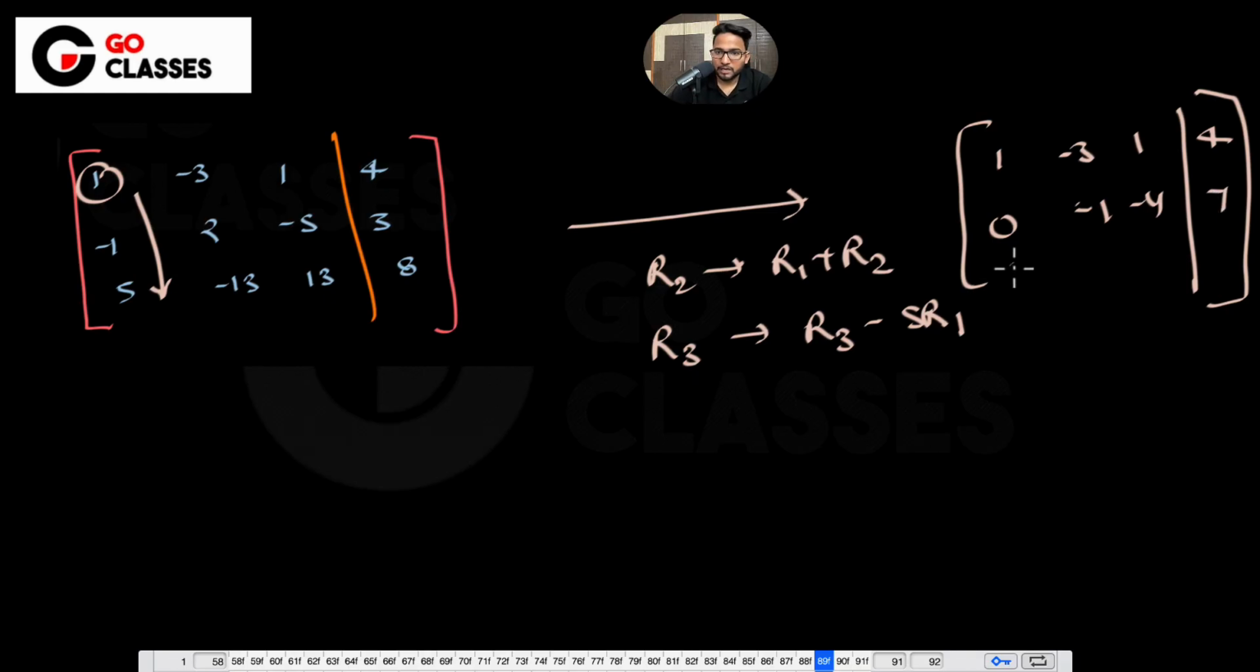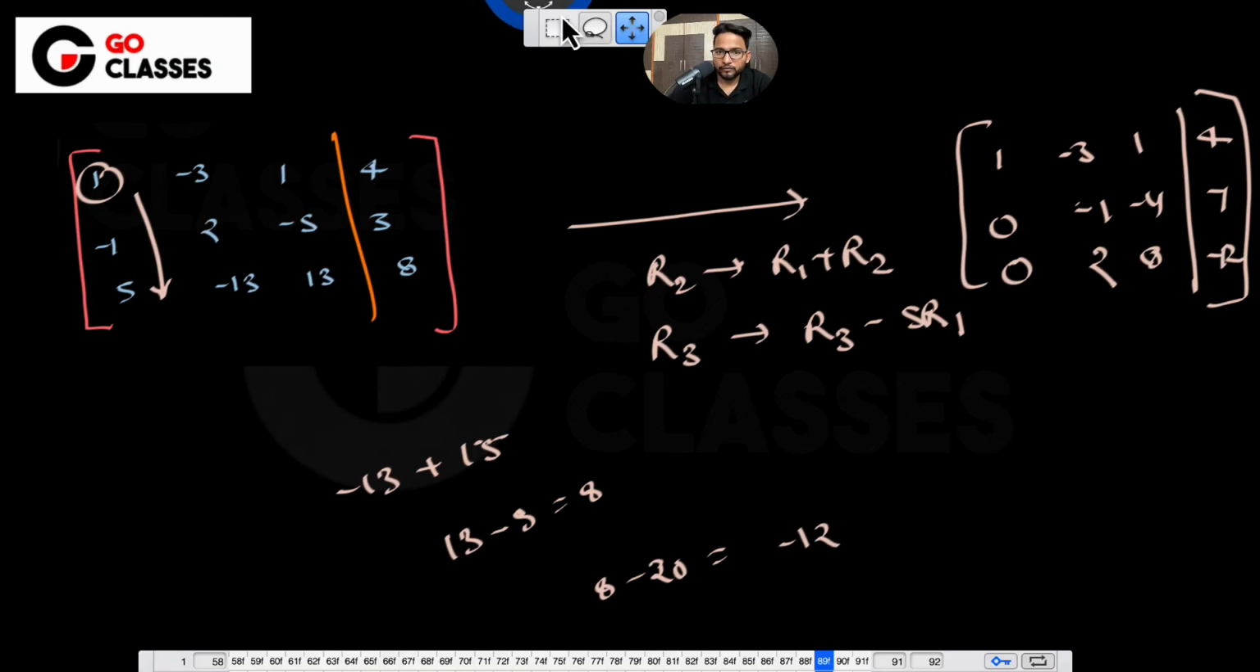Then R3 minus 5R1, so 5 minus 5 will be 0. R3, which is minus 13, plus 5R1, which is plus 15, so it will be plus 2. And then 13 minus 5, this will be 8, right? And 8 minus 20, this will be minus 12. Okay, so these are the values that we are getting.